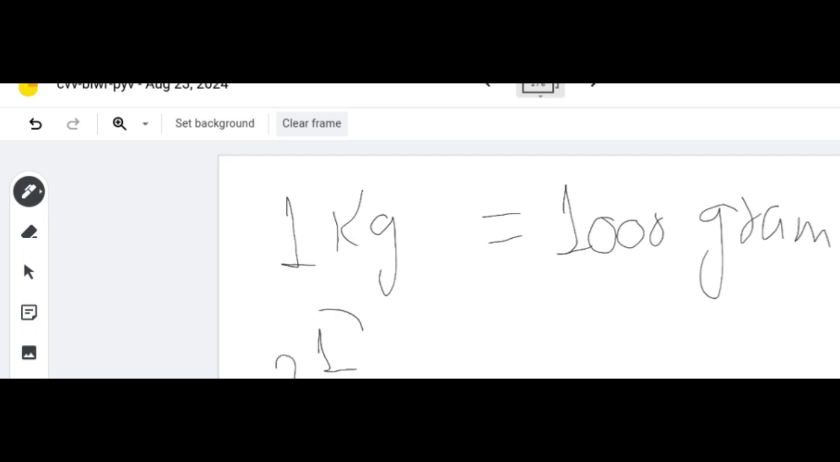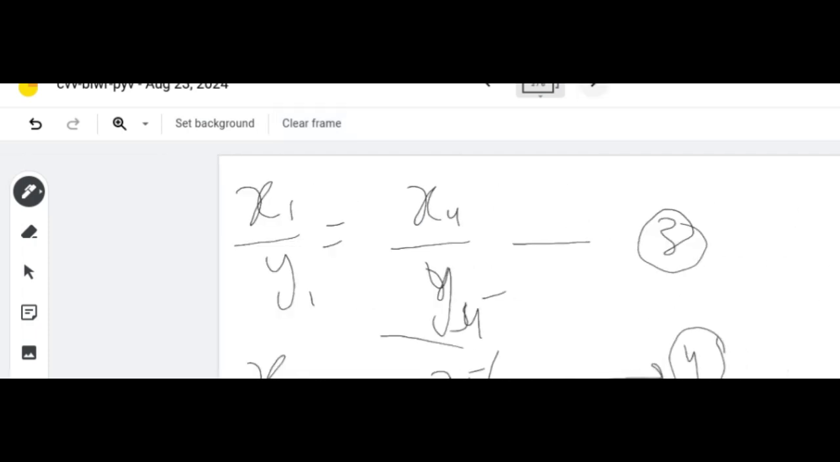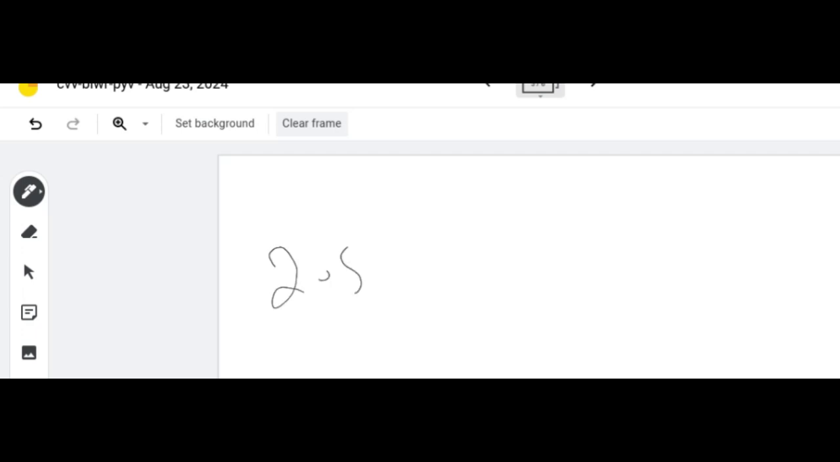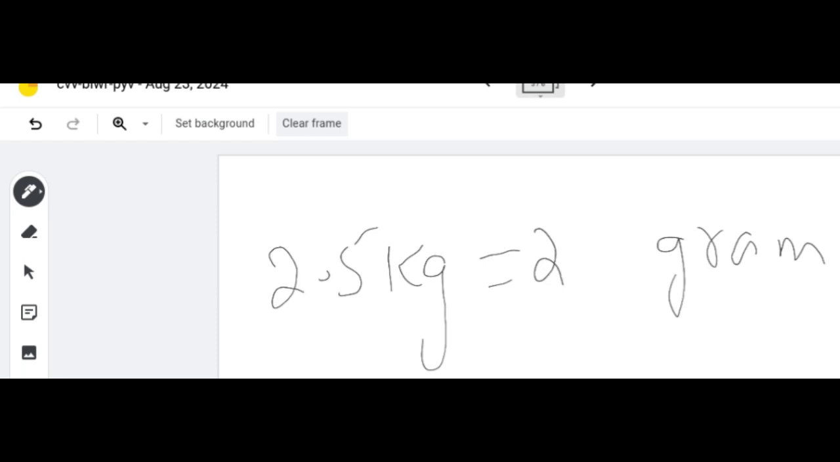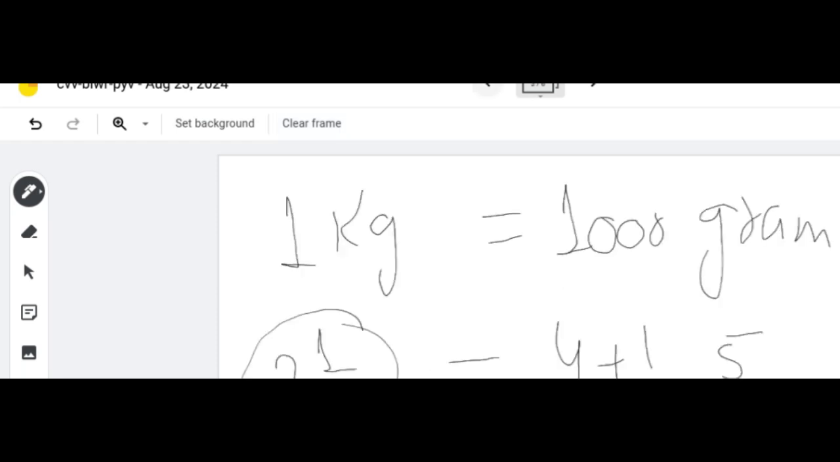So this is the number 2 1 by 2. You know how we solve this fraction? 2 twos are 4 plus 1, 5. Very good, which is equal to 5 by 2. Now by dividing 5 by 2, what will be the answer? That is 2.5. It means that now I have to find 2.5 kg is equal to how many grams. So I have to multiply 2.5 with 1000, so I get 2500 grams. I hope you understood how I got this value.